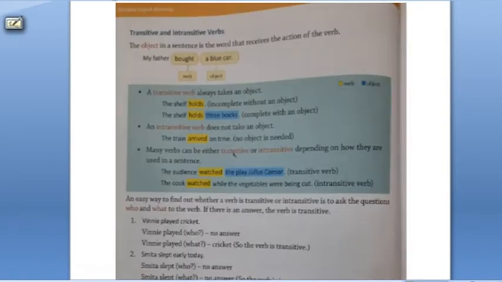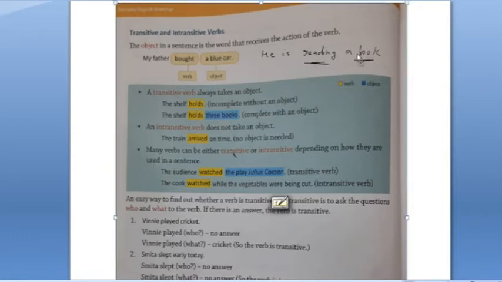And the next page is here, transitive and intransitive verbs. So what are transitive and intransitive verbs? Just read here. The object in a sentence is the word that receives the action of the verb. So what is the object? Like, he is reading a book. The object in the sentence is book, because it is receiving the action reading.